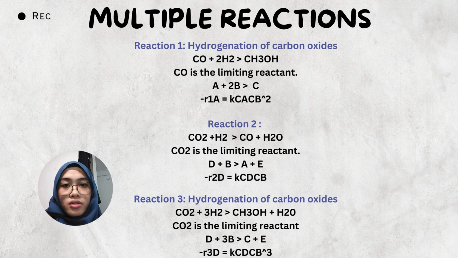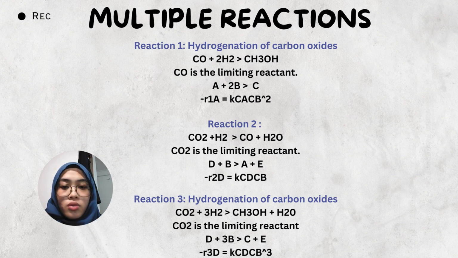Reaction number one is the hydrogenation of carbon oxides, where carbon monoxide reacts with 2 moles of hydrogen gas to produce 1 mole of methanol. From the calculation, carbon monoxide is the limiting reactant, therefore it will be species A, hydrogen gas will be species B, and methanol will be species C. And the rate law is negative r1A equals kCA CB to the power of 2.